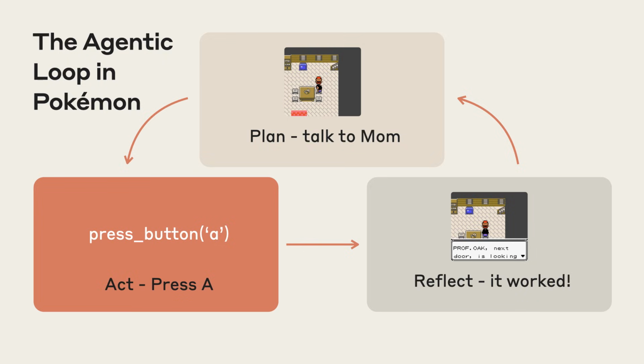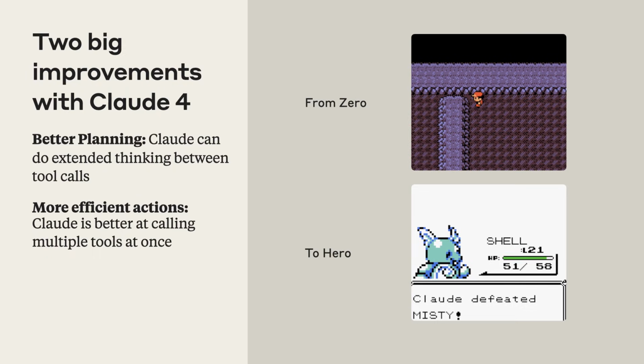In Pokemon, it might say, I'm going to try to talk to my mom right now. The way it would do that is I'm going to press A, and then it will reflect, see the dialog box come up, and see it worked, and keep going with its job to play Pokemon.